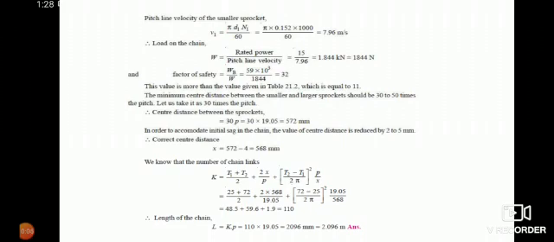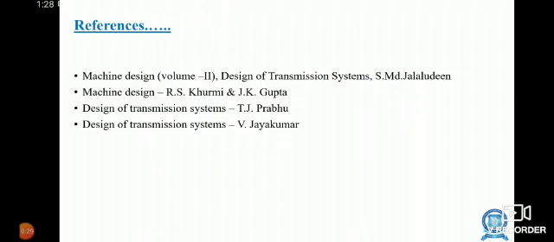We know that the number of chain links K equals (T1 plus T2) divided by 2, plus 2x divided by P, plus [(T2 minus T1) divided by 2 pi] whole square into P divided by x, equal to 110. Length of the chain L equals K into P, equal to 110 into 19.05, equal to 2096 mm, equal to 2.096 meter.